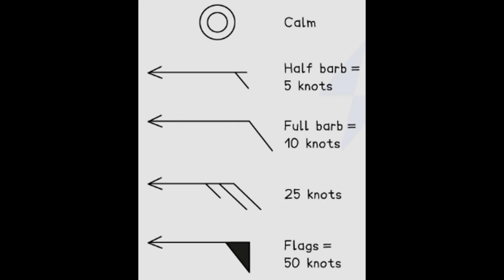Now we also get a double flag barb, which is 100 knots, and we also get a double flag with 3 full barbs with a half barb, and this is 135 knots. Now these type of wind direction indicators are mostly used in aviation.